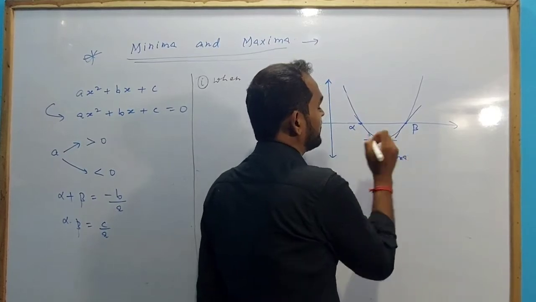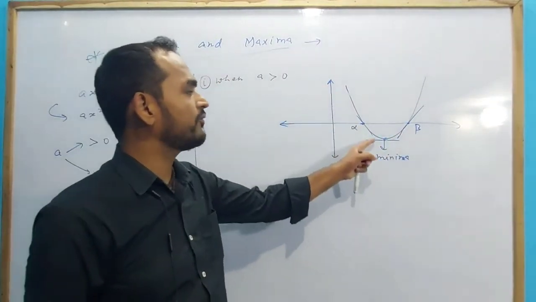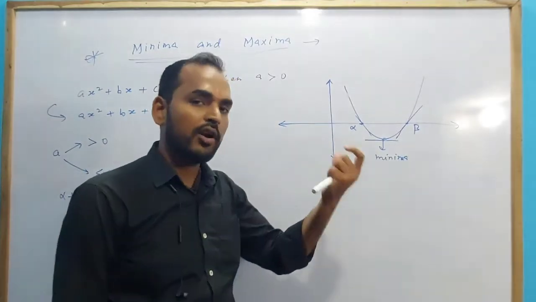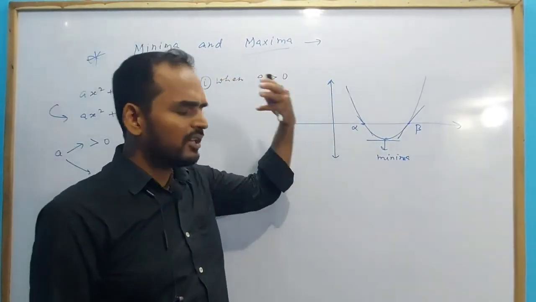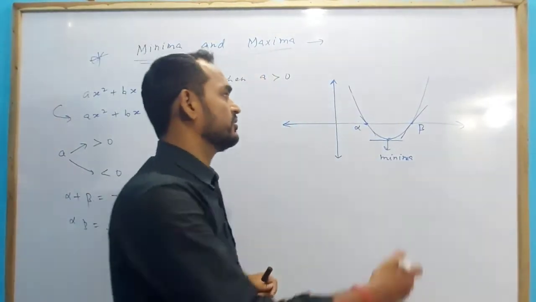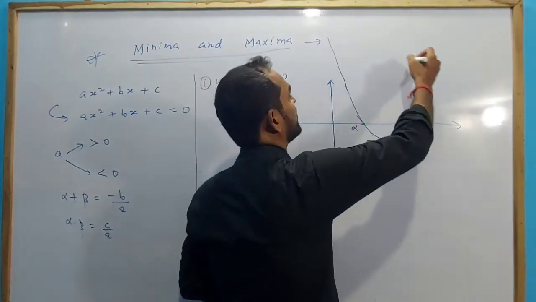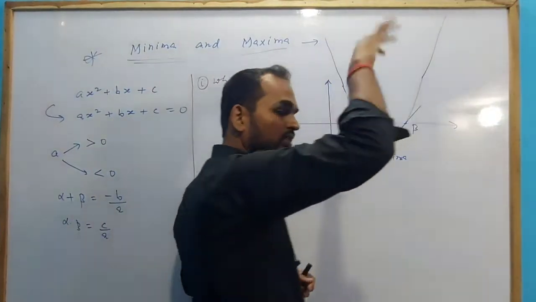This is the point of minima. It means the minimum value of this graph you can find. And what about the maximum value? The maximum value will be infinity. It means whatever value you can assume, it might go into infinity.